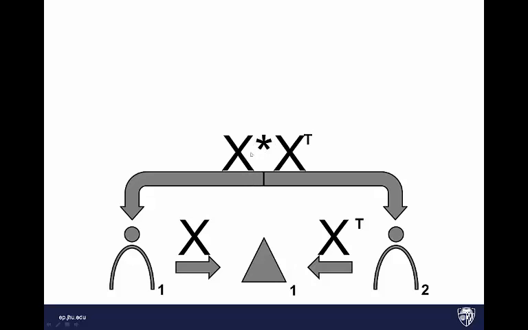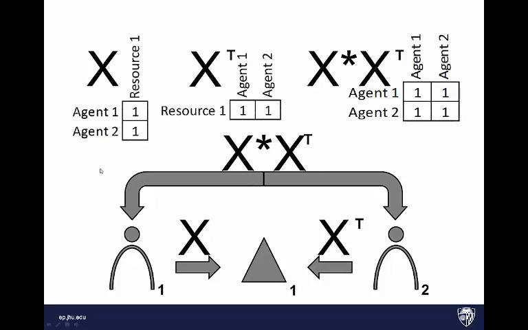So this operation of X times X transpose is going to take agent 1 connected to resource 1, and resource 1 through X transpose now is connected back to agent 1 and 2. So notice that rows become columns, columns become rows. The result is going to be everybody's connected to everybody.